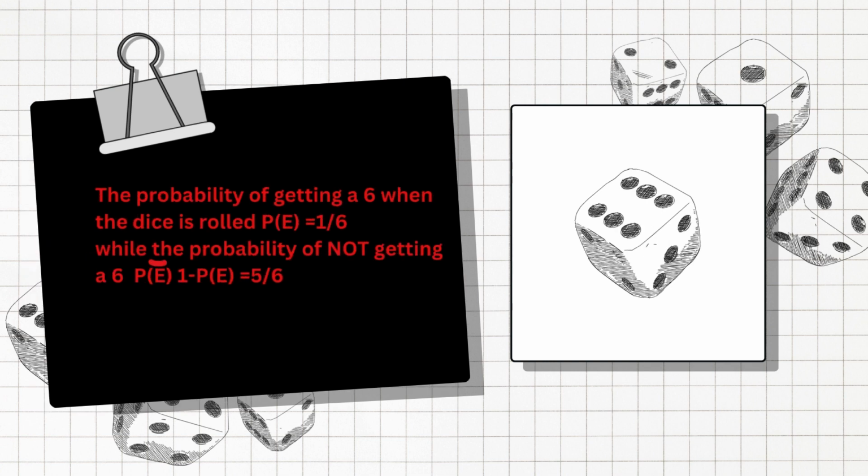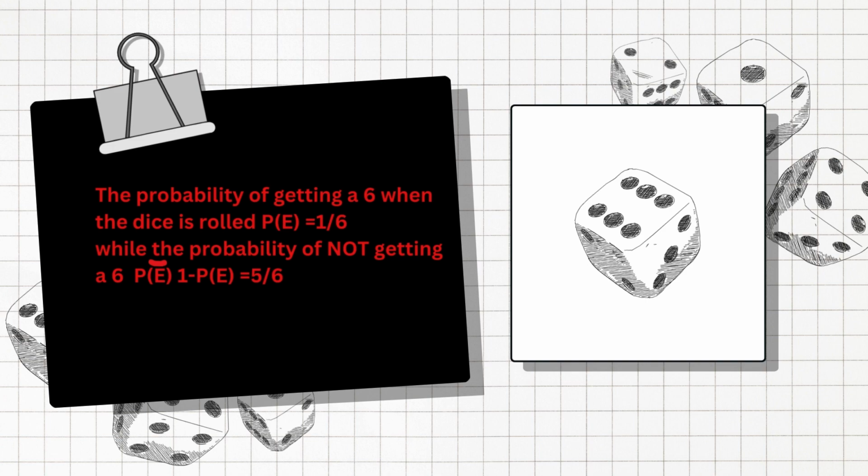The probability of getting a 6 when the dice is rolled is 1/6. And the probability of not getting a 6 is 1 minus 1/6, which is 5/6. So probability is always between 0 and 1. Whenever we have 0, that means it is an impossible event. The probability of the event happening is impossible. And whenever we have 1, that means it is a certain event. The probability of the event happening is certain.